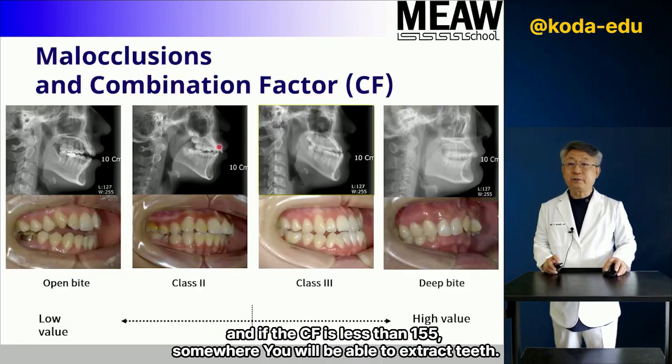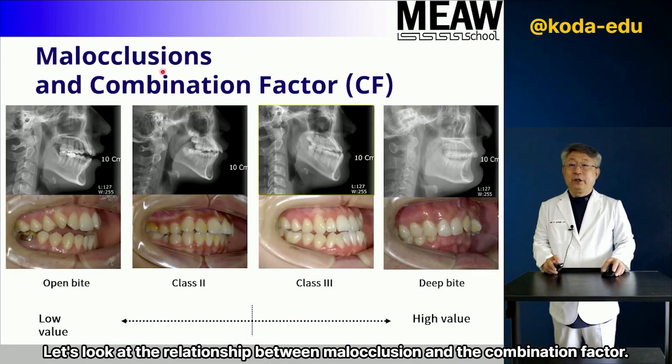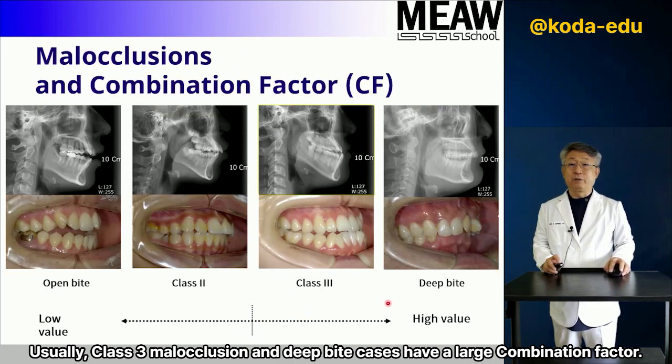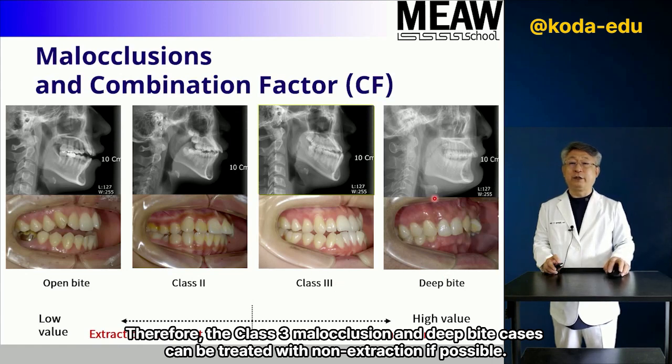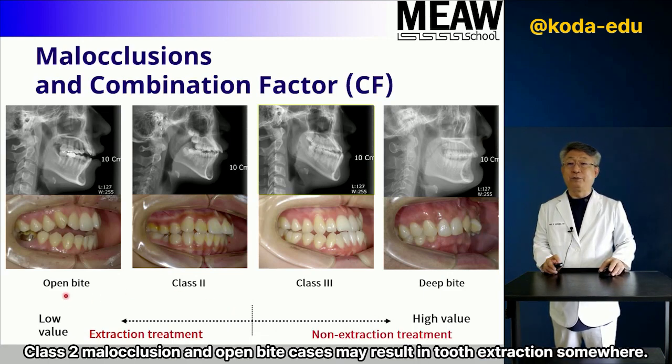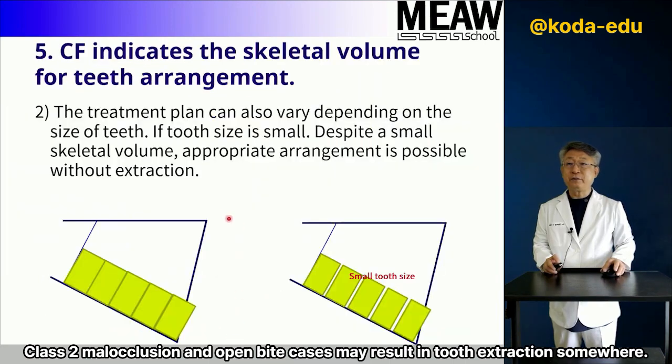Let's look at the relationship between malocclusion and the combination factor. Usually, Class 3 malocclusion and deep bite cases have a large combination factor. On the other hand, in case of Class 2 malocclusion and open bite, the combination factor is small. Therefore, Class 3 malocclusion and deep bite cases can be treated with non-extraction if possible. Class 2 malocclusion and open bite cases may result in tooth extraction somewhere.